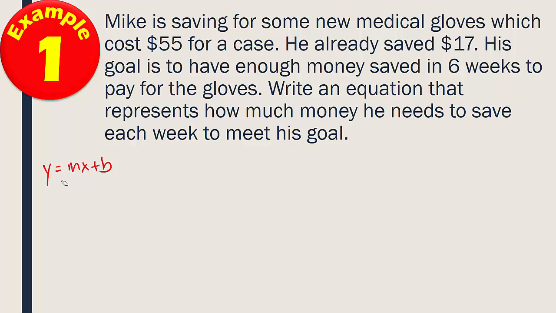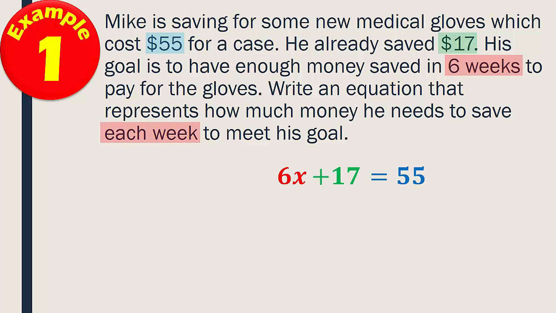The only thing that's different is here we're not necessarily going to have a y and an x because we actually have a y. We know what the total cost is going to be. The total cost is going to be $55, so that's going to go on one side by itself. Now he already saved 17, so we're going to include that on our left side, and then next we need something with a variable. So it says that he saved enough money in 6 weeks to pay for the gloves, and it says write an equation that shows how much he needs to save each week to meet his goal. So this would be our equation, 6 times x.